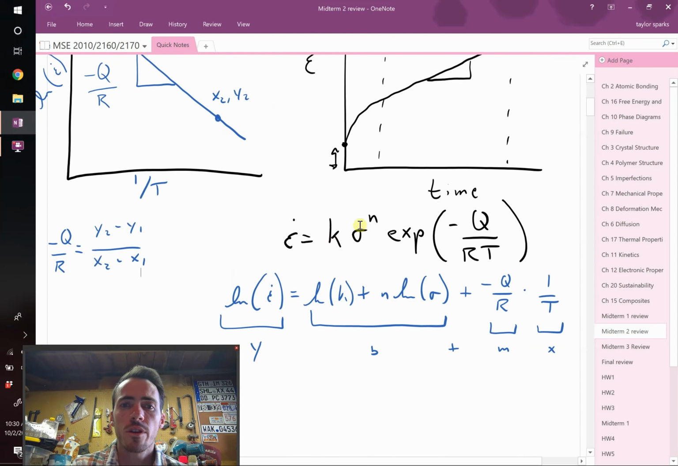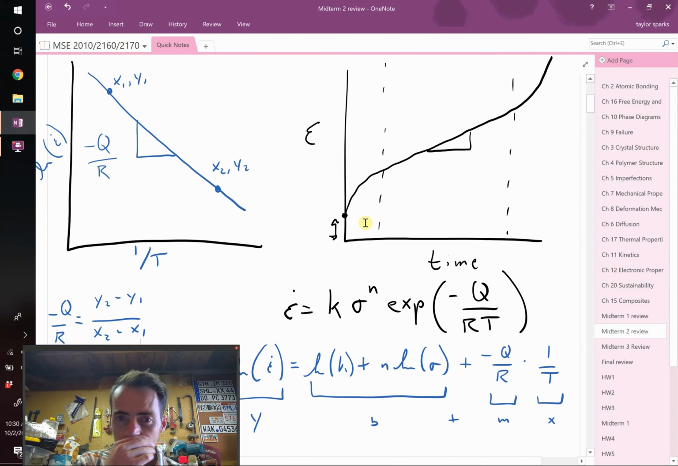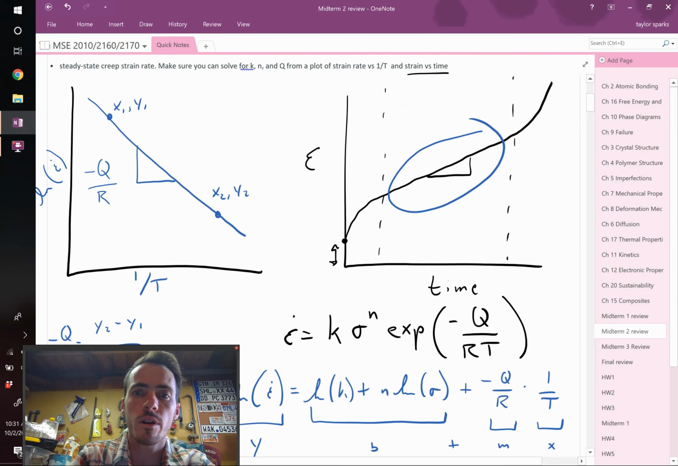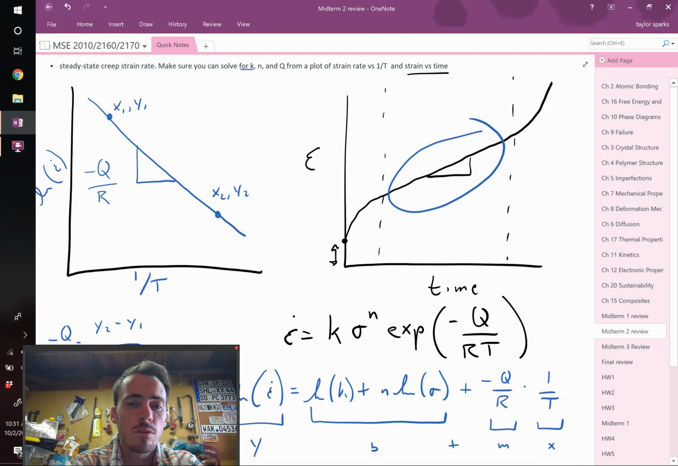How do you solve for K and N? Since you have two unknowns, you're going to have to be able to write two equations. So on the test, you're going to be given information in this secondary region, right? You're going to be given it at either two different temperatures or two different stresses. Let's say that they're at the same temperature but two different stresses.